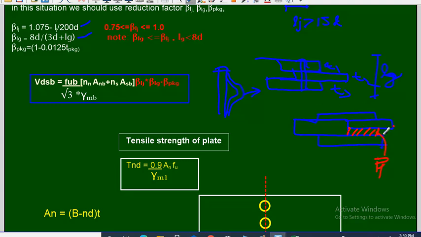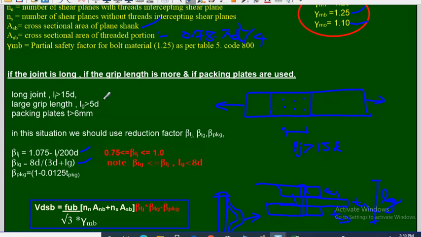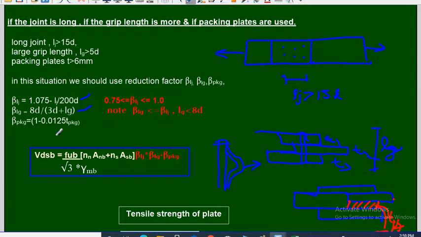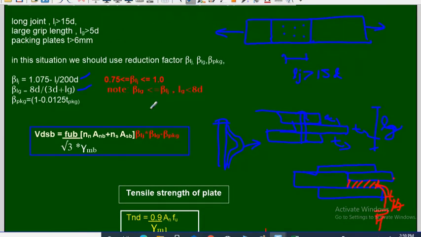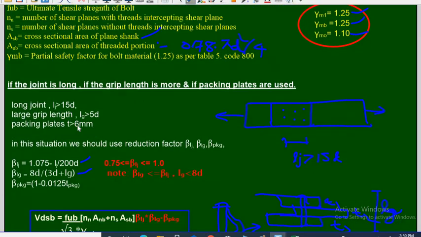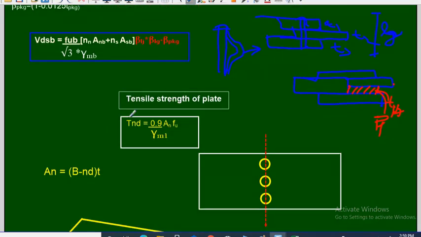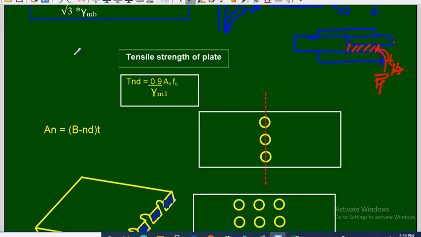If the thickness of the packing plate, TP, is more than 6 mm, then we should use the reduction factor of this. This is how we calculate all this. If in a joint all these things are present, then we need to multiply with this: reduction factor for a long joint, reduction factor for large grip, reduction factor for packing plate. This is how we calculate it. Hope this is clear for you.